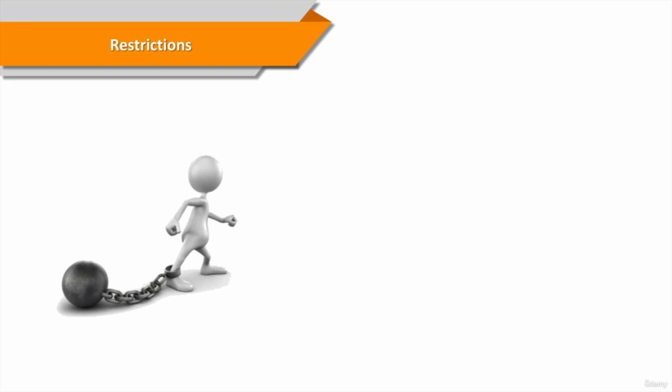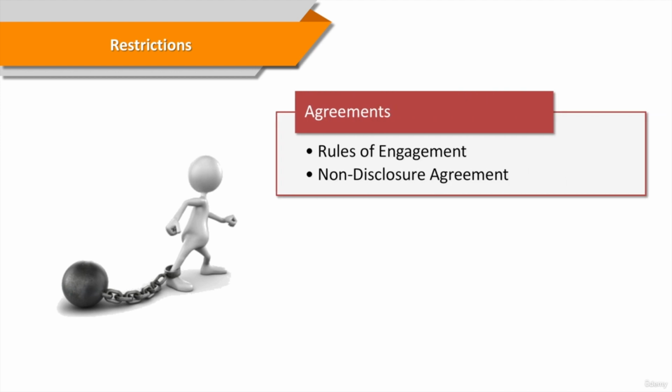Now, of course, we cannot perform everything we want during the test. Since we are under the rules of an agreement, we do have some restrictions. But please don't forget that the actions we perform in a pen test are totally illegal unless we have an agreement with the legal system owner, right? So these restrictions are mostly defined in the rules of engagement and, of course, in the non-disclosure agreement.